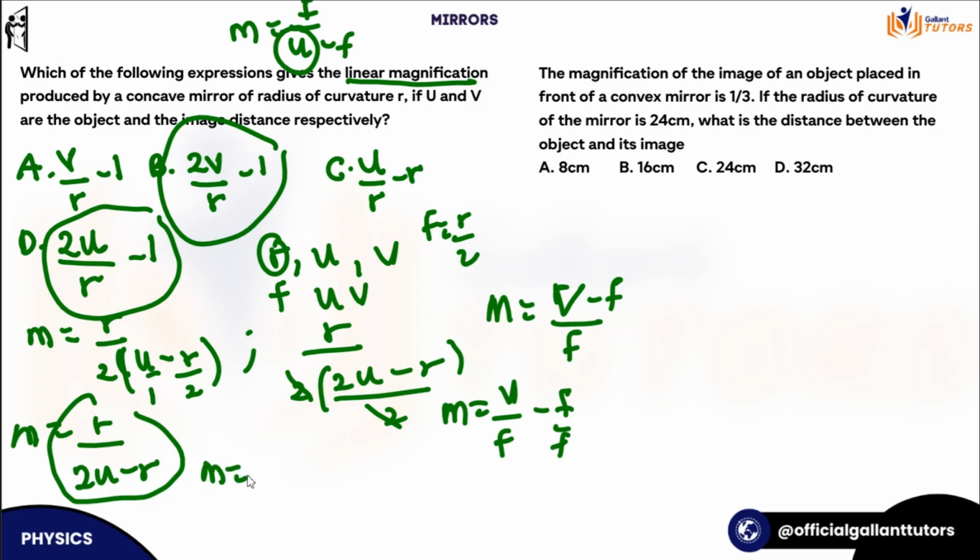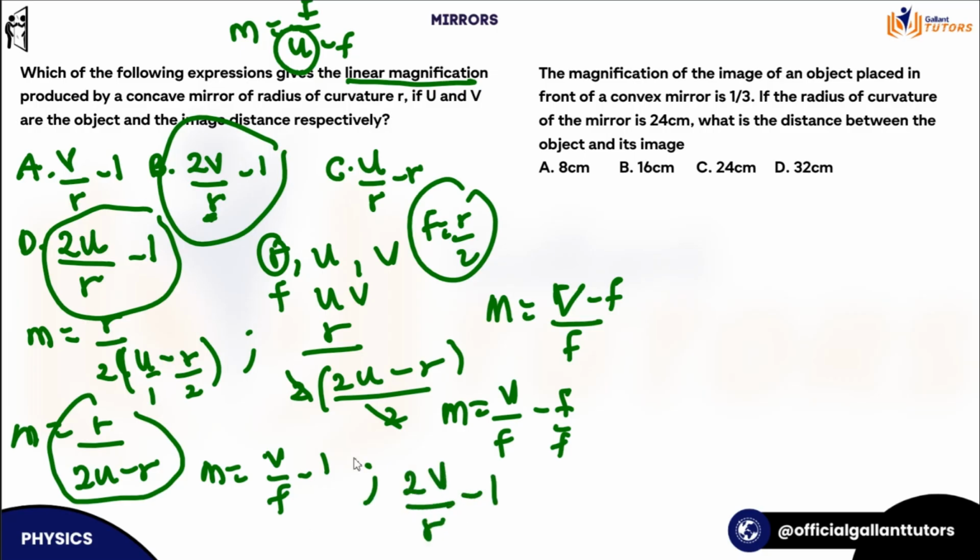So we have m is equal to v over f minus 1. Yeah, basically. But we won't stop here because our answer is expressed in R. So what we now incorporate is f equals R over 2, and we now have 2v over R minus 1, making B the correct answer. Exactly. Did you get the whole point? Just rewind it and watch it over and again. You will get it.